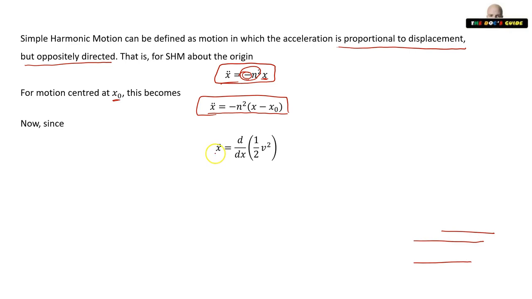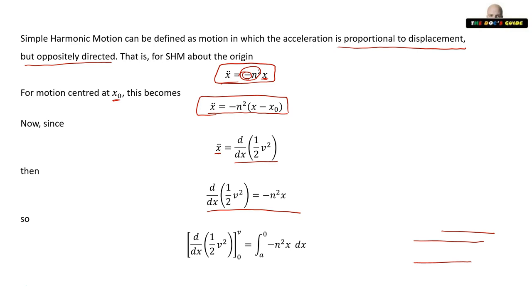If we have the fact that acceleration is d/dx of a half v squared, which we've encountered previously, then that means that d/dx of a half v squared equals minus n squared x from what we discovered above. And when we look at this equation, we can integrate both sides of this equation, and I'm going to actually put the limits into the equation. You don't have to do this.